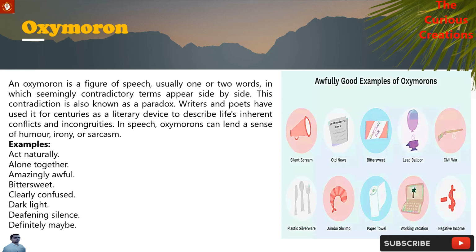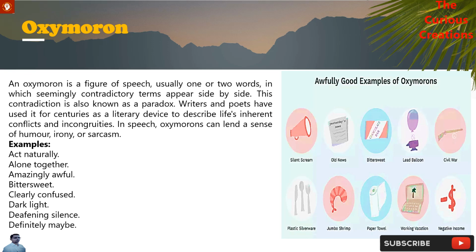Now we have oxymoron. An oxymoron is a figure of speech, usually one or two words, in which seemingly contradictory terms appear side by side. This contradiction is also known as a paradox. Writers and poets have used it for centuries as a literary device to describe life's inherent conflicts. In speech, oxymorons can lend a sense of humor, irony, or sarcasm.